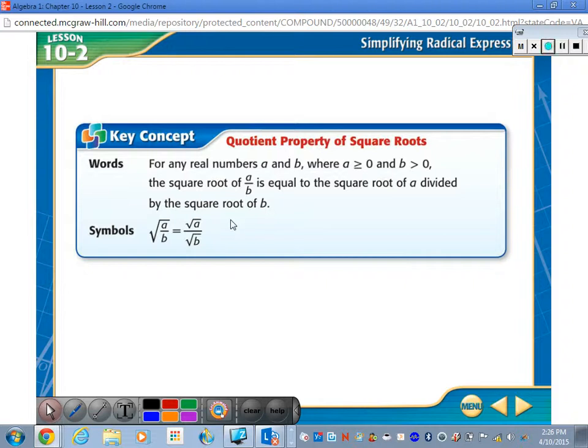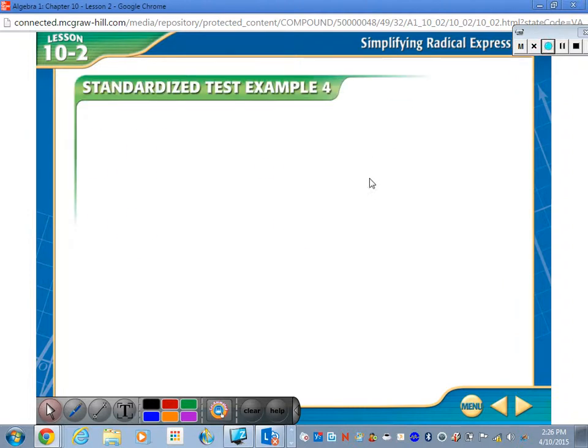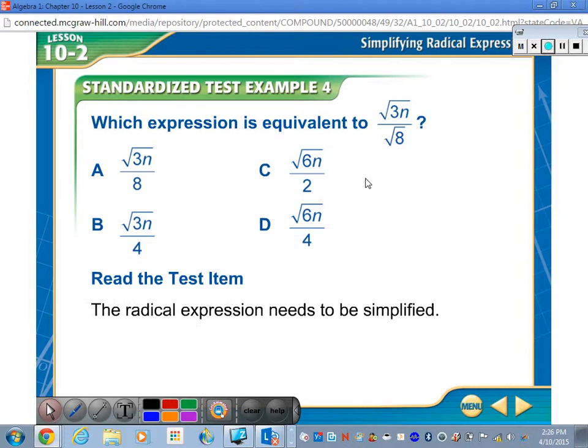Okay, now just like we did the product property where it's together, we're going to do the quotient property. So if it's the square root of a over b, we're going to do square root of a over square root of b, or divided by. Okay, so we're going to do the same thing. Only now, one of the things you have to remember is we can't have a radical in the denominator of a fraction. So this is going to need to be simplified because we can't leave that square root of 8 down there.